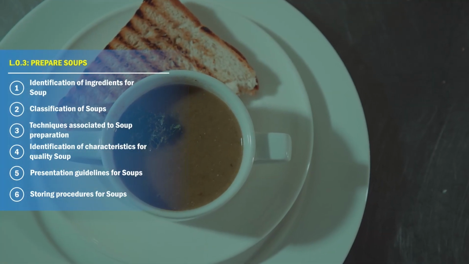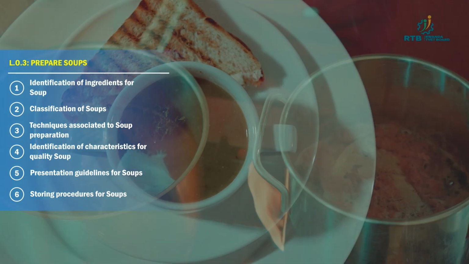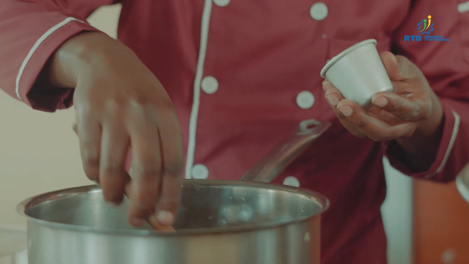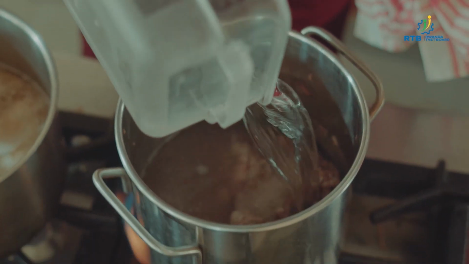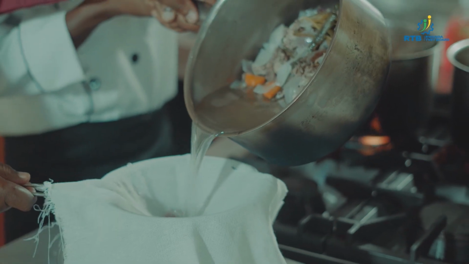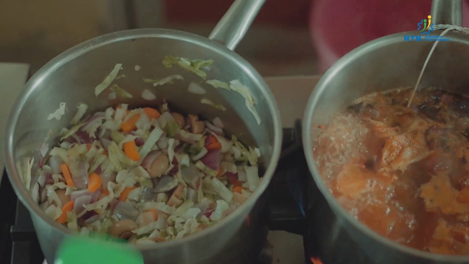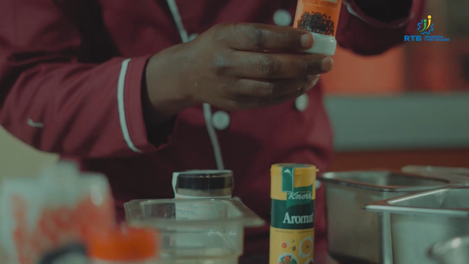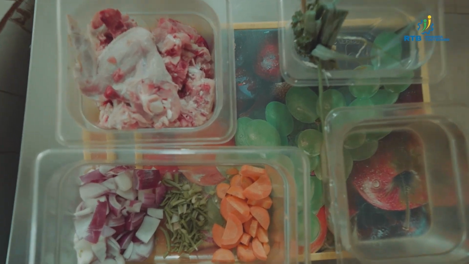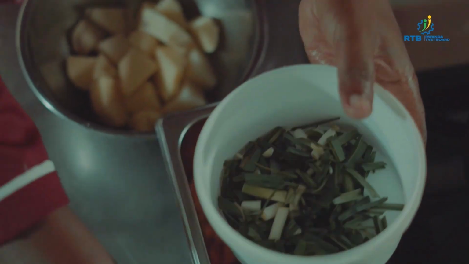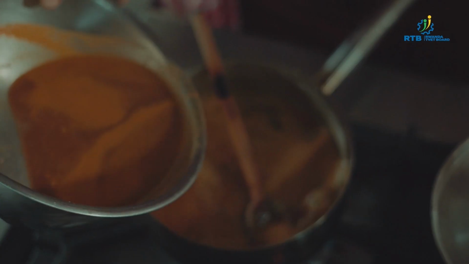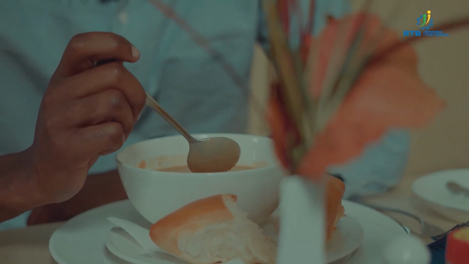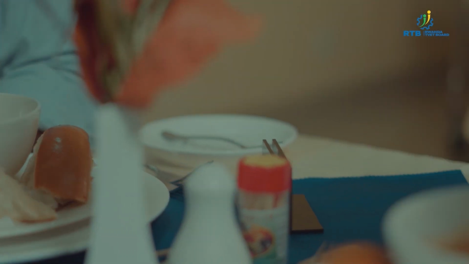Firstly, let's define soup. Definition of soup. A soup is a culinary dish typically consisting of a liquid base such as broth or stock, combined with various ingredients such as vegetables, meats, grains, or legumes. It is often seasoned with herbs, spices, and other flavorings to enhance its taste. Soup can vary widely in texture, from thin and brothy to thick and creamy, and it is enjoyed as a comforting and nourishing meal across cultures and cuisines.